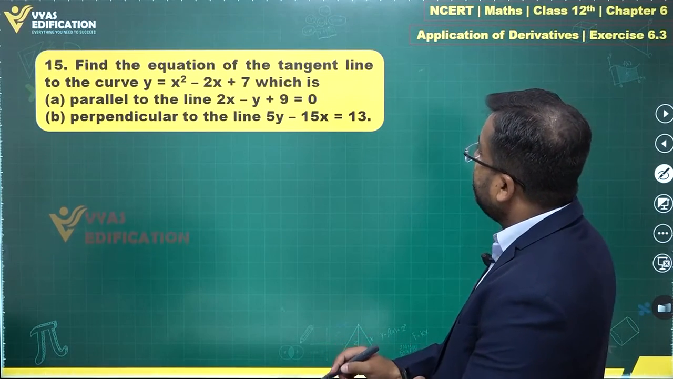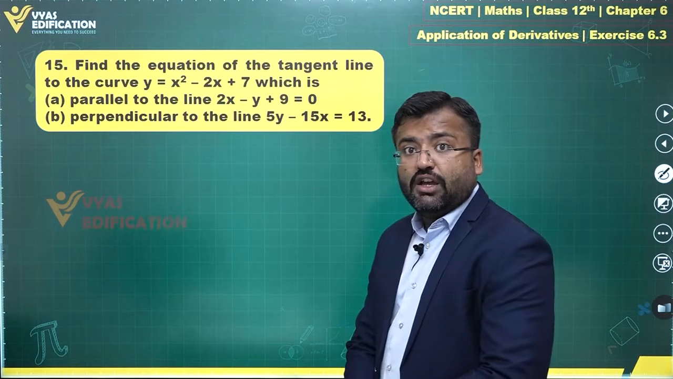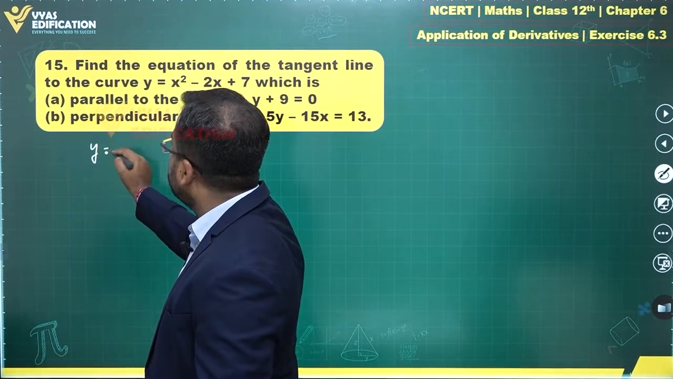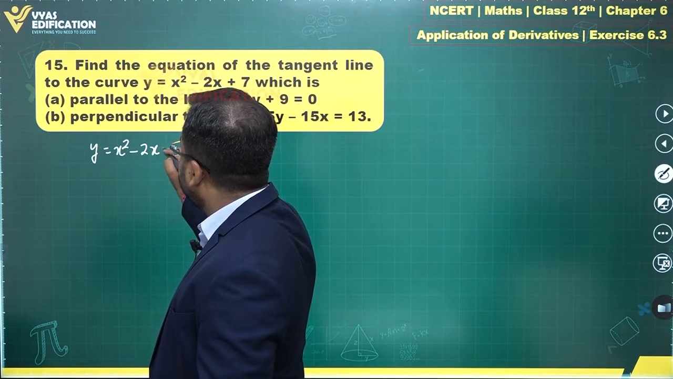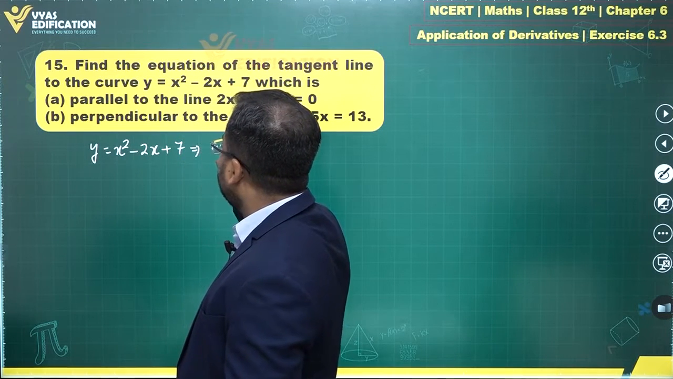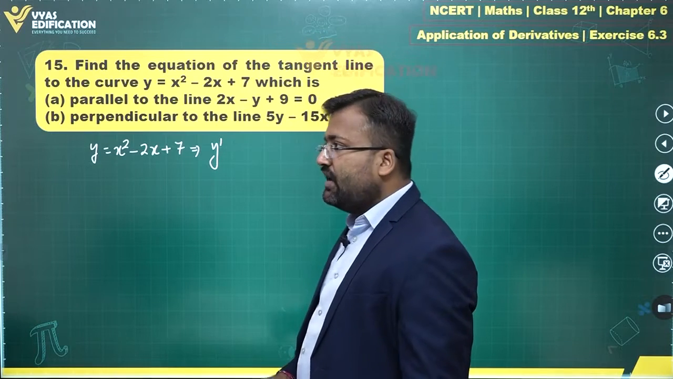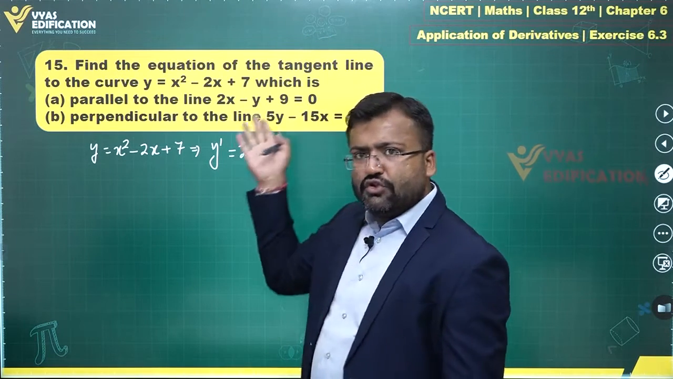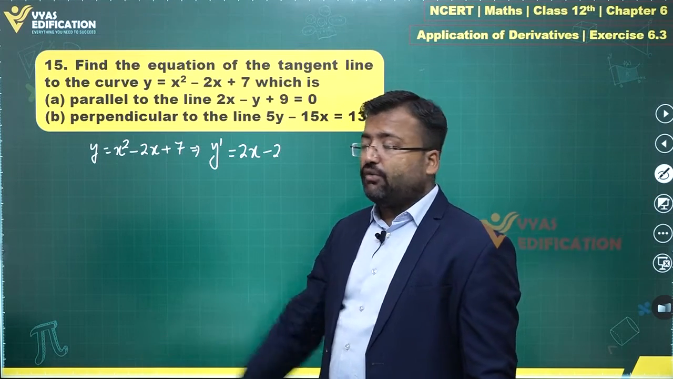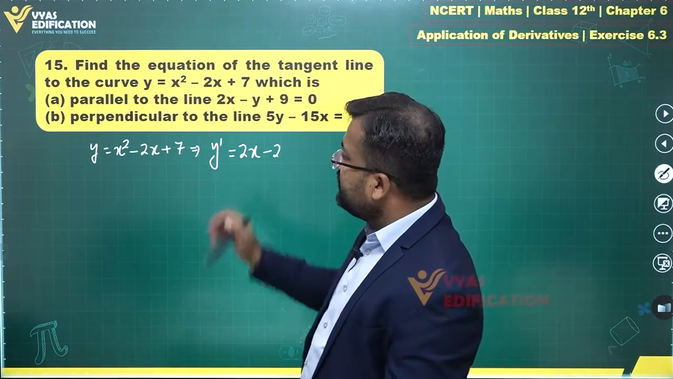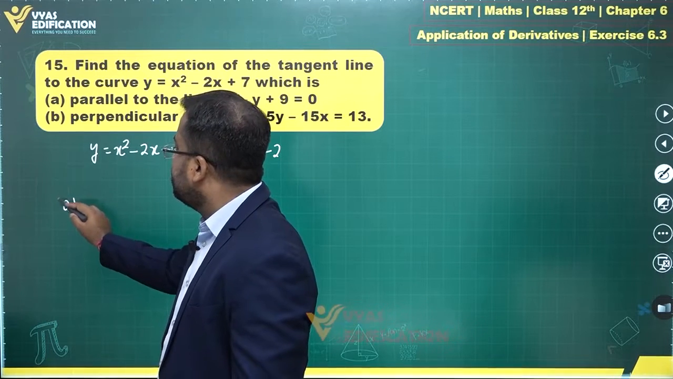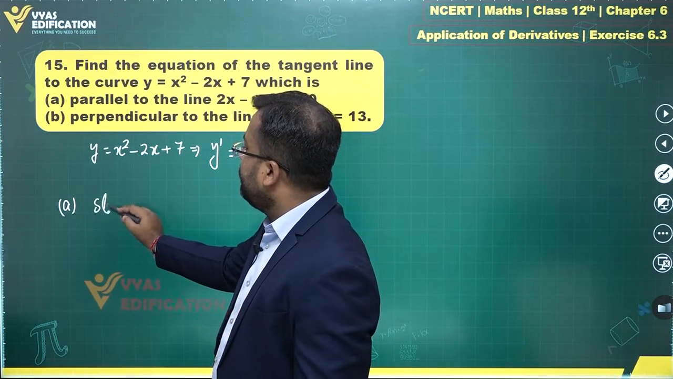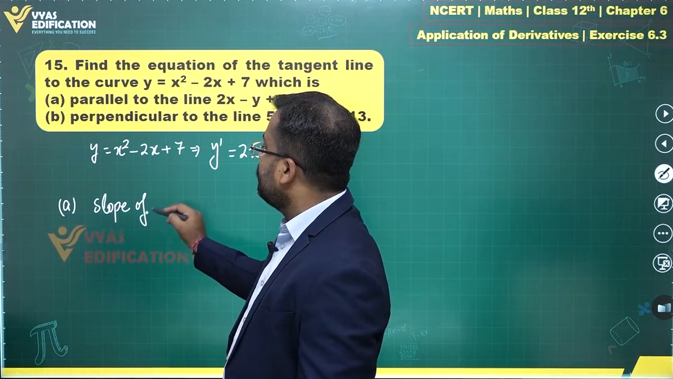Okay, find the equation of tangent line to the curve this. Okay, so the curve is y equals x square minus 2x plus 7. This tells me that y prime, which is derivative, will be equal to 2x minus 2, and this will be equal to some slope. We'll get the point after that only. What is the slope? In the first part, it is given that parallel to the line this. Okay, slope of tangent will be easily slope of given line.